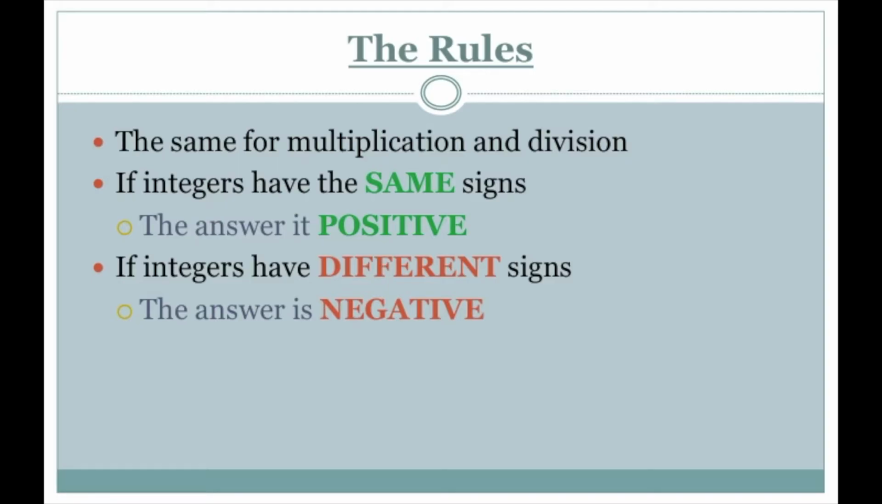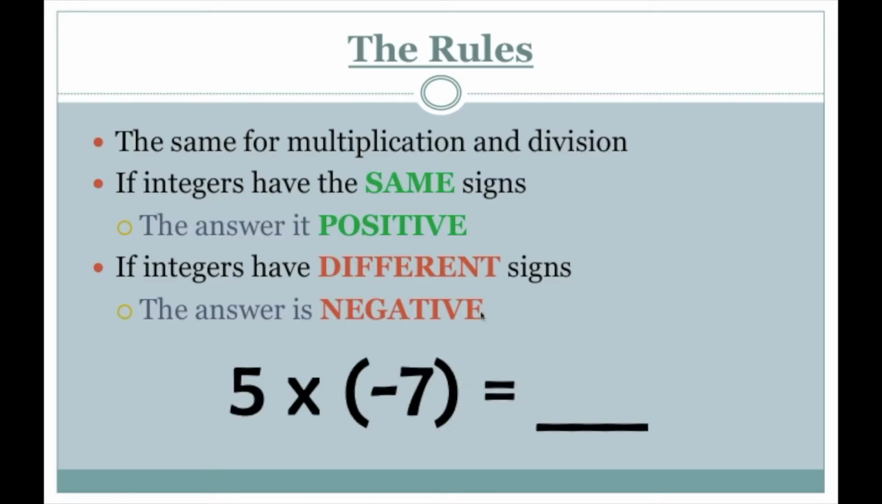So whenever you're multiplying or dividing integers, if the integers have the same sign, in other words, if they're both positive or if they're both negative, then your answer is going to be positive. And if integers have different signs, then your answer is going to be negative. So let's go over a few examples.